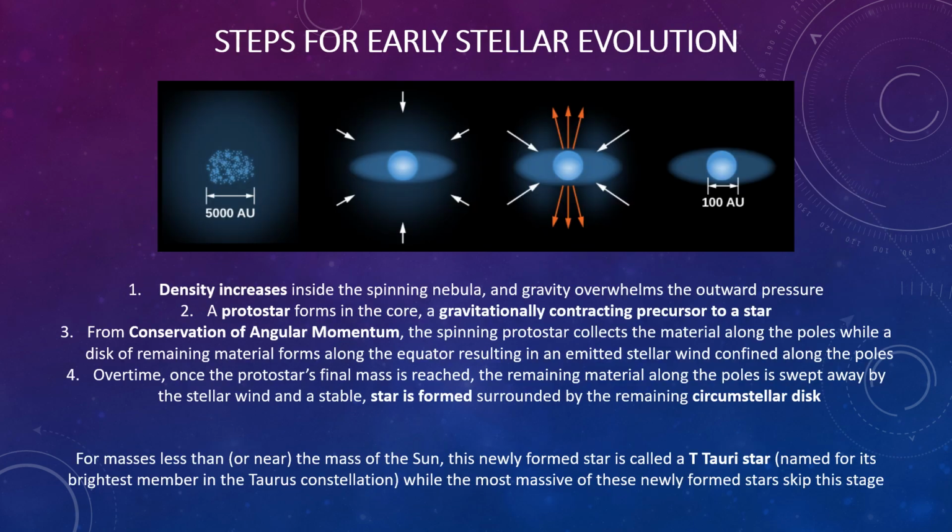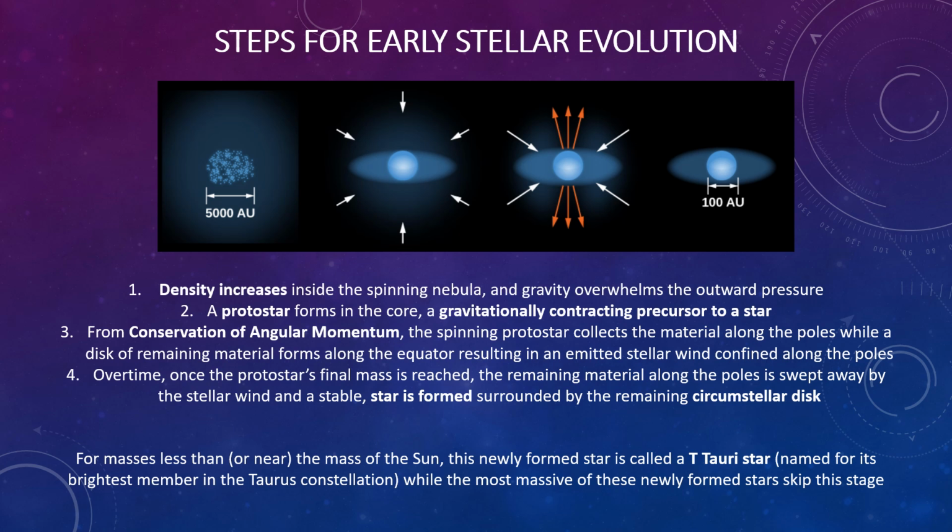So for early stellar evolution, it always proceeds in the same steps. So we have this image that shows us some of the steps. And so we have the density of our nebula that's spinning slowly increasing, and then gravity begins to overwhelm the outward pressure of the material. And then the protostar forms in the core. This is a gravitationally contracting precursor to the star. It's not a star yet, it's a protostar.